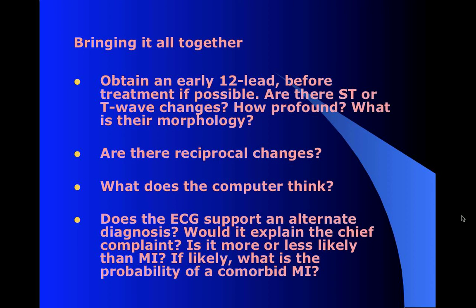Get an early 12 lead if possible before you treat, and then keep doing those serial 12 leads. What do you see? Does it look like MI? What is the morphology? Are there reciprocal changes? What's the computer think, especially when you have that Marquette algorithm in there? Does the EKG look like anything else? Does it have an appearance of hyperkalemia or WPW or anything else? Do you think it's more likely that it's that or that there's an MI? And even if you think it's something else, could there also be an MI? Remember, those are different questions. It's one thing to say, is it left bundle or an MI? That's pretty easy, but it's harder to say, given that there's a left bundle, is there also an MI there?